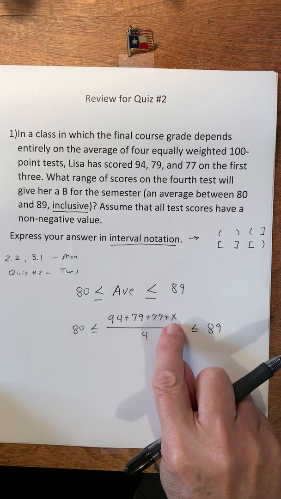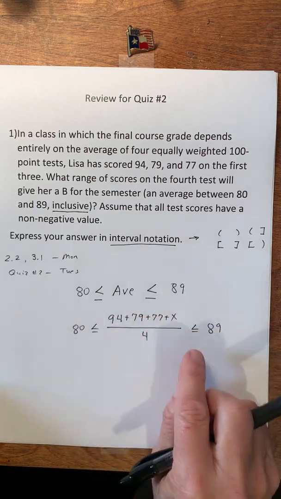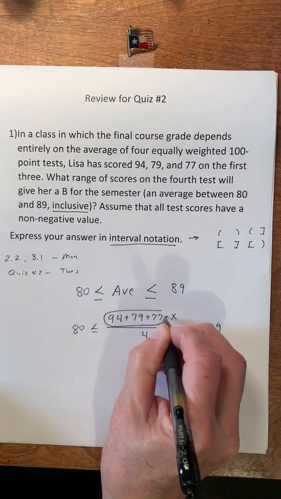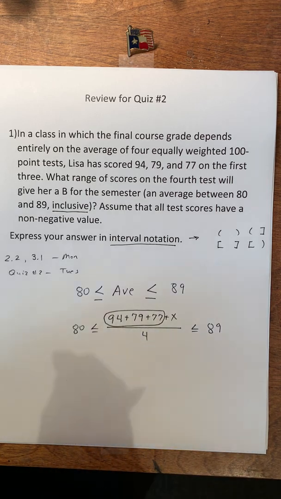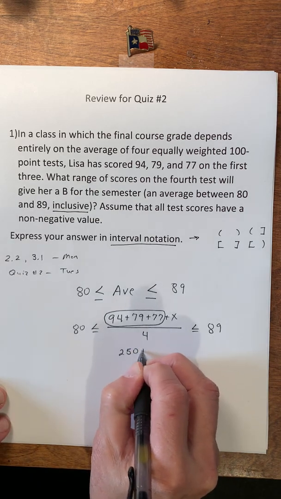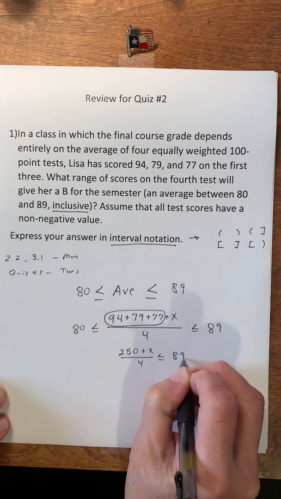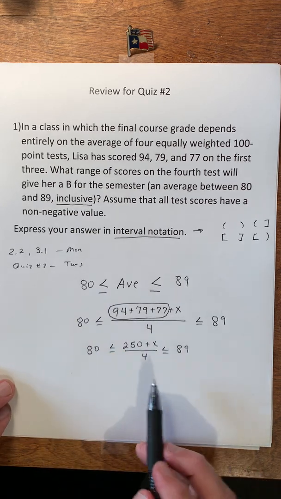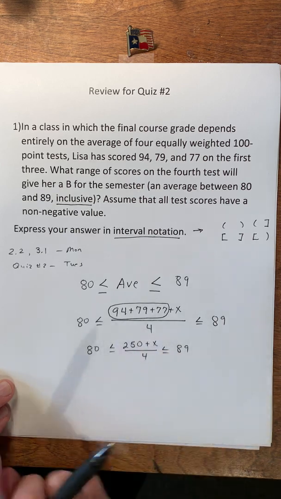So I need to find this guy X right here. Right now it's added to a bunch of stuff. It's divided by 4. I gotta simplify this guy. First thing you might want to do is add these guys. So add them up. Use your handy dandy scientific calculator, and you get 250. And that's got to be somewhere in between 80 and 89 inclusive. All right, right now I have something divided by 4. I'm still trying to get the X by itself.